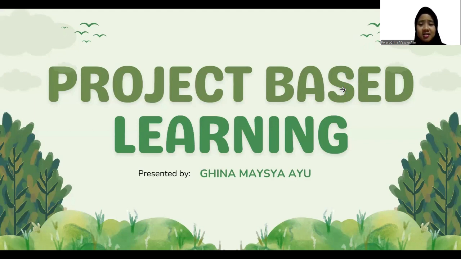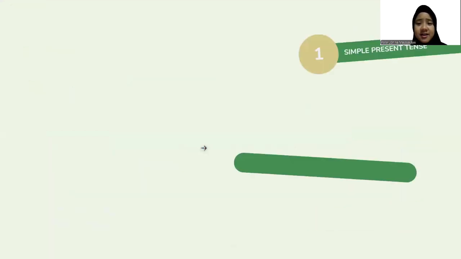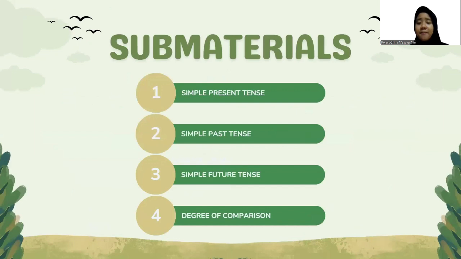So here are the topics that we're going to discuss today. We have four submaterials or four topics here. We have some tenses and also some degree of comparison. The first, we have simple present tense. Second, we have simple past tense. The third one, we have simple future tense. And last but not least, we have degree of comparison.